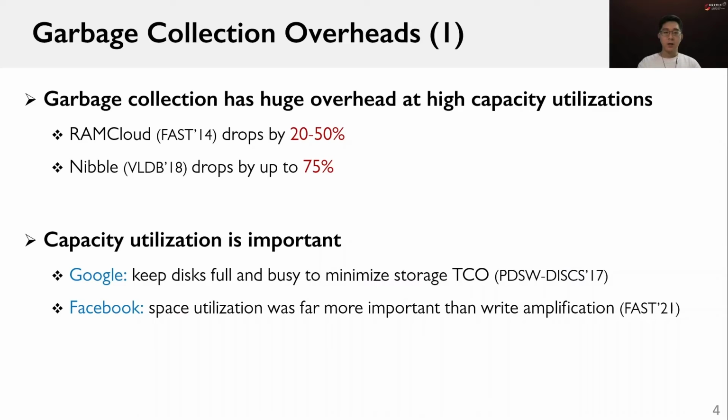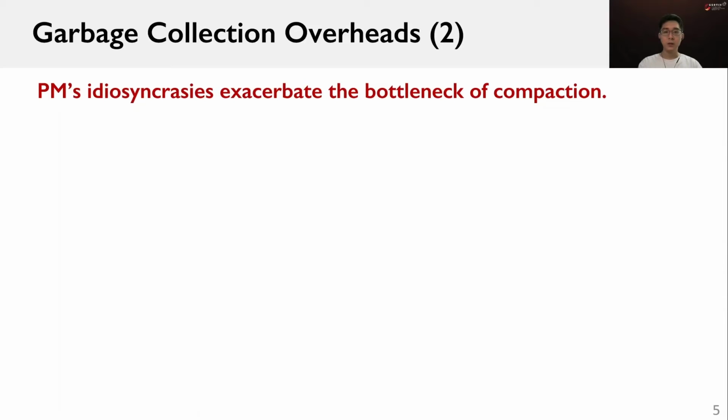Some companies have expressed that they attach importance to capacity utilization. For example, Google wants to keep disks full to minimize storage TCO. Facebook shows that space utilization is far more important than write amplification, and their optimization target shifts from optimizing performance to optimizing efficiency. So how do PM-based log-structured KV stores behave at high capacity utilizations?